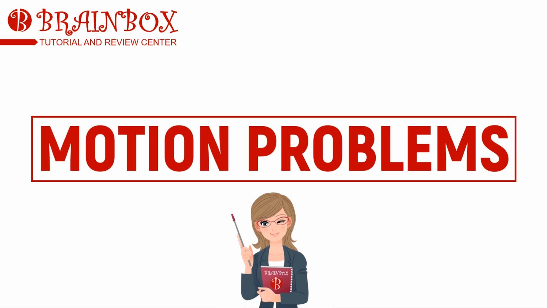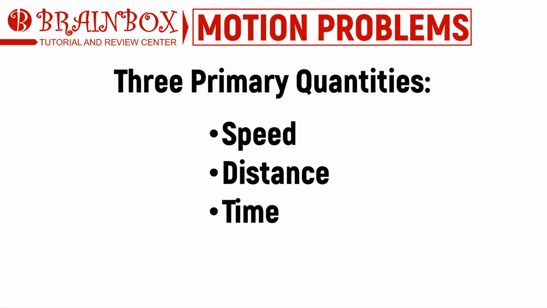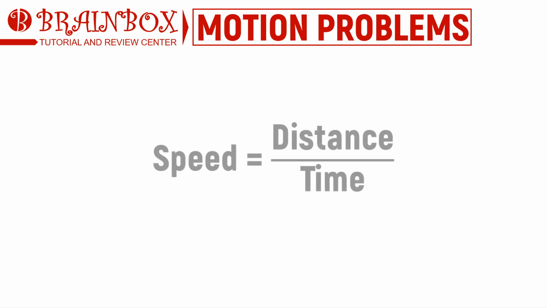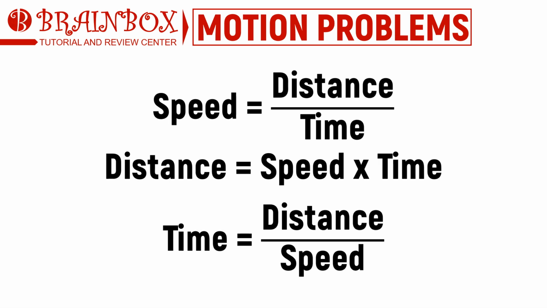With motion problems, there are three primary quantities: speed, distance, and time. These three are related based on the following equation: speed is equal to distance over time. In other words, speed can be computed by dividing the distance traveled by the time it took to travel that distance. There are a total of three possible expressions of the relationship between speed, distance, and time. It should be noted that these three equations are all equivalent and can be derived from each other.